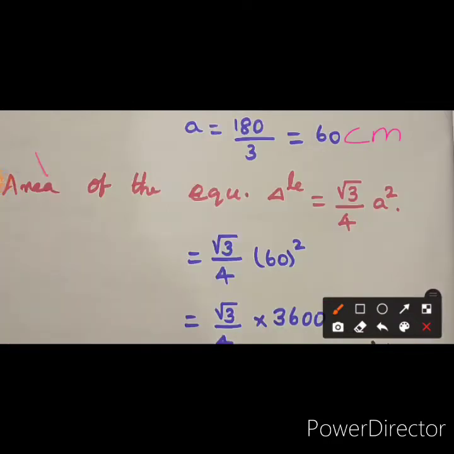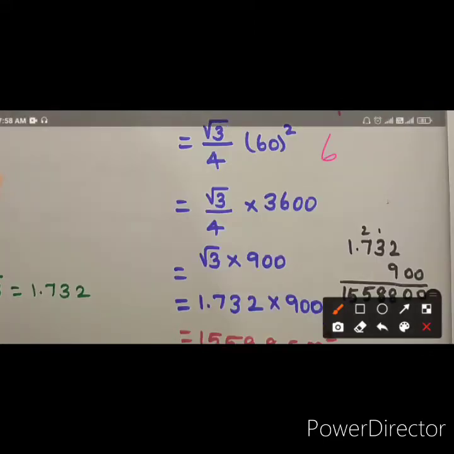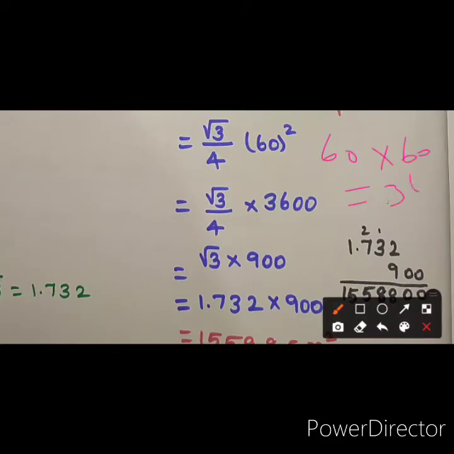We know that the area of the equilateral triangle formula is root 3 by 4 into A square. What is A? A is equal to 60 centimeter. So, root 3 by 4 into 60 whole square. We are multiplying 60 into 60, 3600. So, root 3 by 4 into 3600.